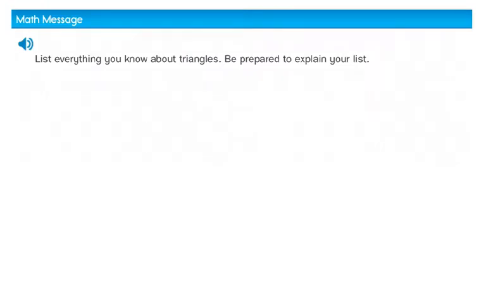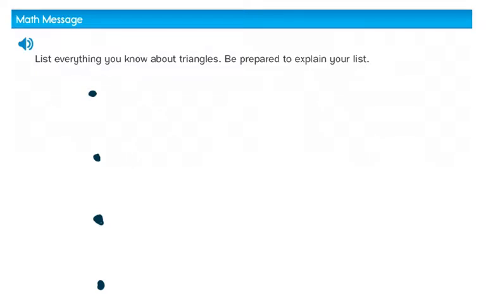Now what I'd like you to do is go ahead and erase your whiteboard. I told you that we would be talking about triangles, so I want you to list everything you know about triangles. You could number them, you could put little bullets, which are like little talking points. Write down everything you know about triangles. Go ahead and pause the video at this time.